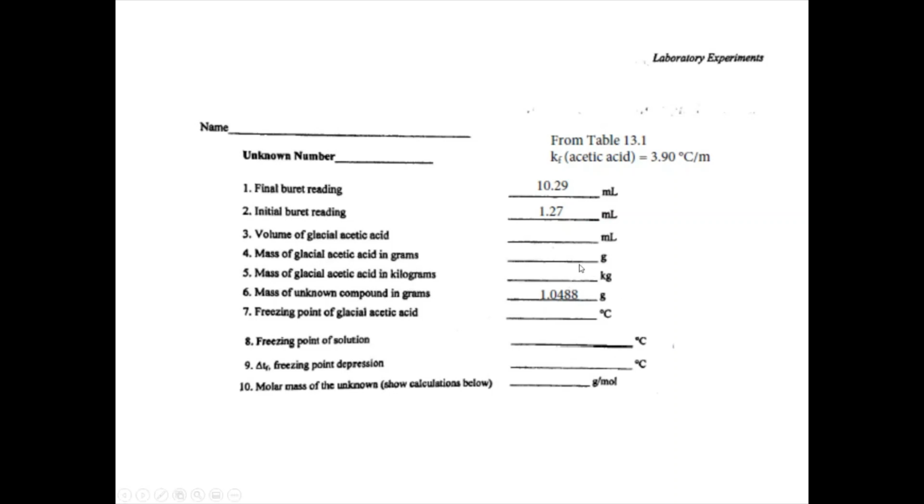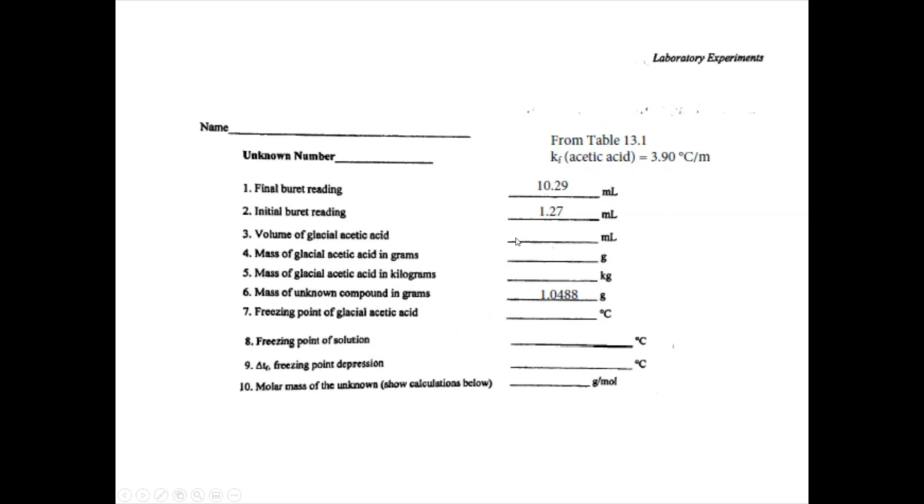This is the data sheet. You'll see that we have the final burette reading and the initial burette reading already put in. This was the data that we collected. We started at 1.27 mL and we ended at 10.29 mL. And then we also have the mass of the unknown compound in grams. That was what you measured out in Part 2 on the balance.